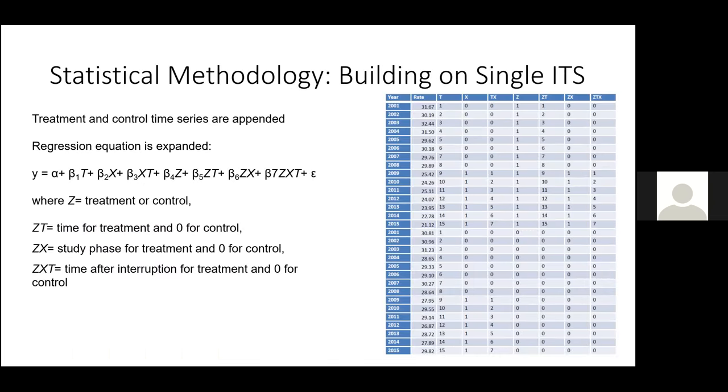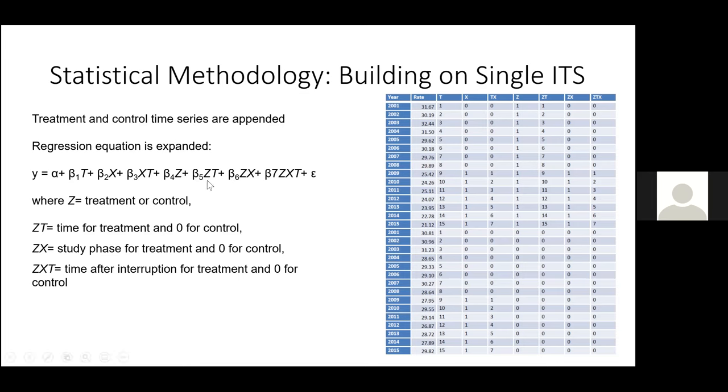So then beta four becomes what? I think our beta four is the difference in the slope comparing control and treatment before the intervention. Ah, wonderful, sir. You made a real good point. We're looking at the difference in their slopes before the intervention. So before the intervention, were the slopes different? That's beta four.